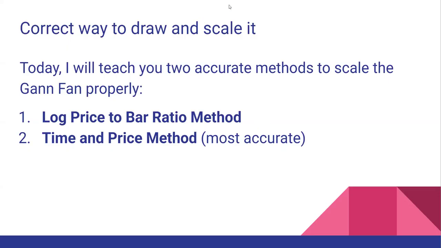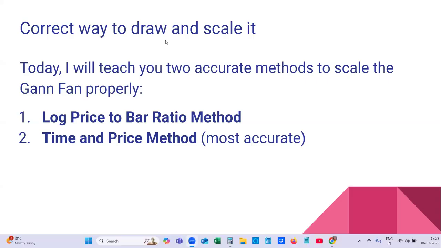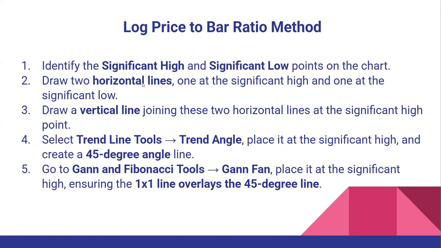The correct way to draw and scale it: one method is the log price to bar ratio method. Another method is the time and price method. That is the most accurate method. First, the log price to bar ratio method. How are we going to do that?